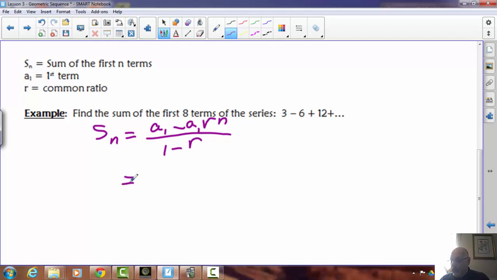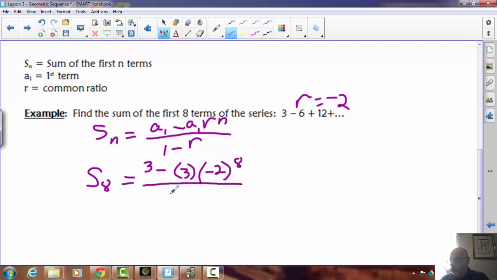Okay, so we are looking for the sum of the first 8 terms, and that's equal to the first term of 3 minus 3 times, oh, we didn't find our r here, which is -2, -2 raised to the 8th over 1 minus -2. Our common ratio is -2.